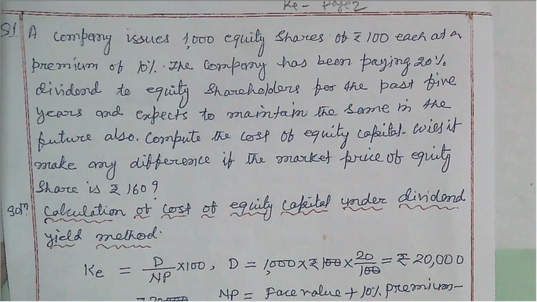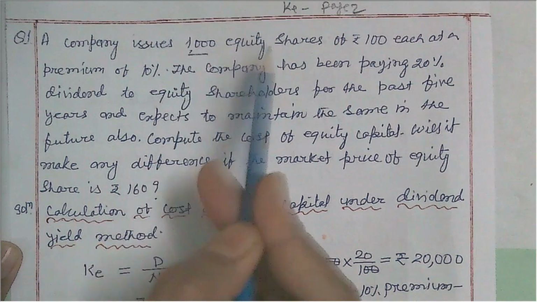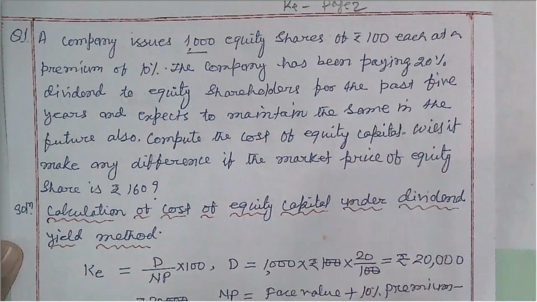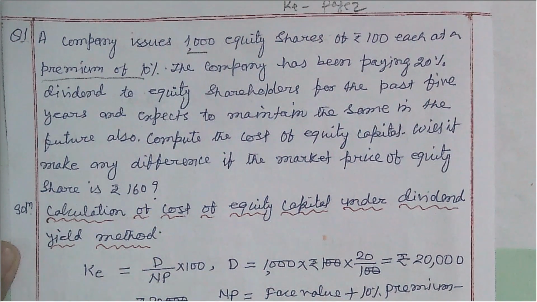On the basis of this dividend yield method, I am taking one illustration here. The problem is on your screen. A company issues 1000 equity shares of rupees 100 each at a premium of 10%. So this is an issue of shares at a premium.